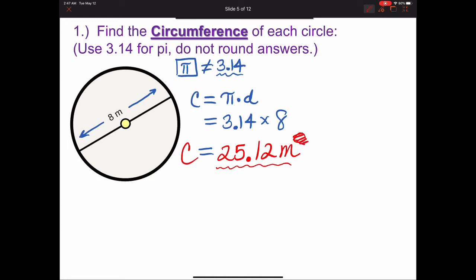We don't tell somebody, hey, I'm going to run 5 square miles today. You just say, I'm going to run 5 miles. If you're running around a track, you didn't say I ran 4 square laps. That doesn't make any sense. You're just going to say meters. So that's it. 25.12 meters around.